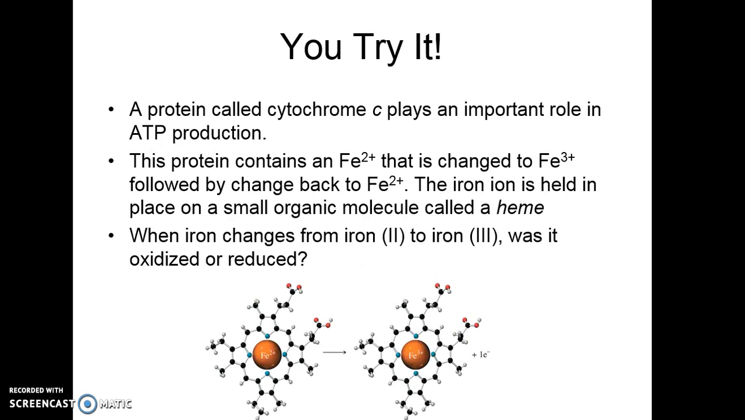Let's look at this. A protein called cytochrome C participates in ATP production. It has an iron 2 that's changed to iron 3 and then back to iron 2. So this iron goes from iron 2 to iron 3. Is this oxidation or reduction? Well, to go from 2 positive to 3 positive, there must be a loss of electrons, as shown right here. So what happened? Oxidation.